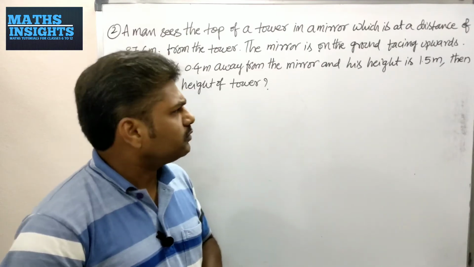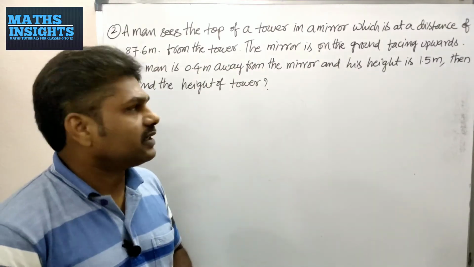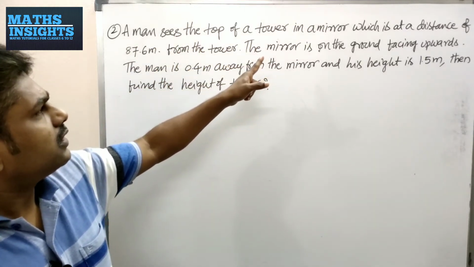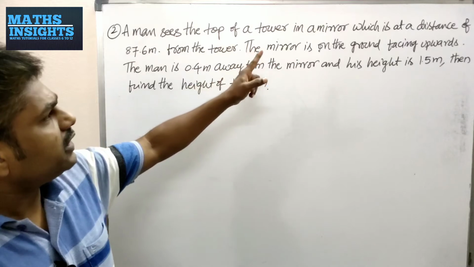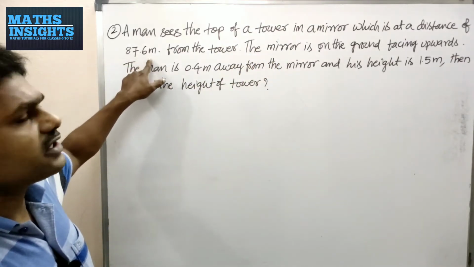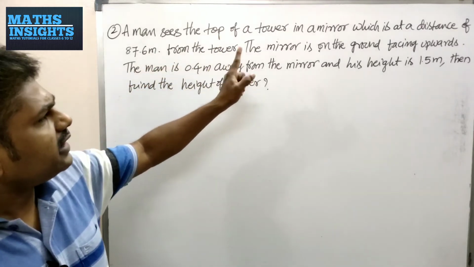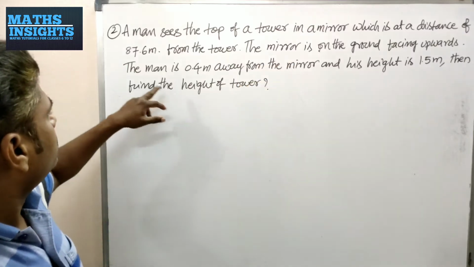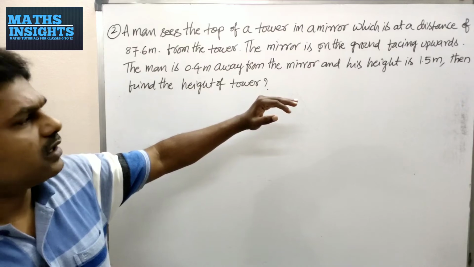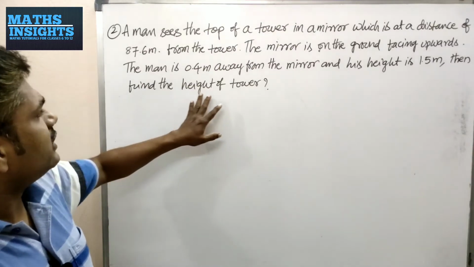This is the second problem. It seems lengthy, but it is very easy. A man sees the top of a tower in a mirror which is at a distance of 87.6 meters from the tower. The mirror is on the ground facing upwards. The man is 0.4 meters away from the mirror and his height is 1.5 meters. Then find the height of the tower.